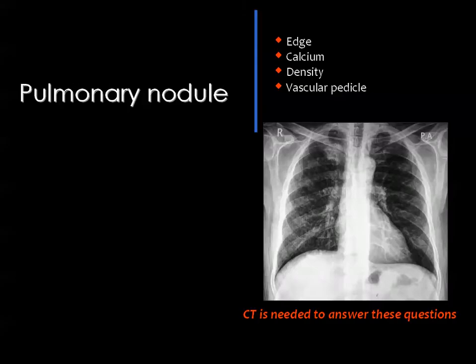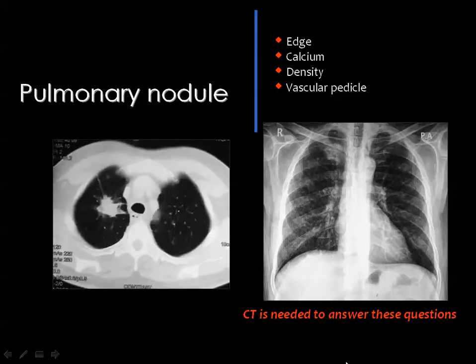Okay, if you see a nodule in the lung like this, then you want to answer 4 questions. What about the edge? Is it smooth or spiculated? What about the calcium content? Is it containing calcium or not? What about the density? Is it solid or water content? What about the vascular pedicle? Is there any vascular pedicle or not? If you cannot answer the 4 questions, then you should have the support of CT.